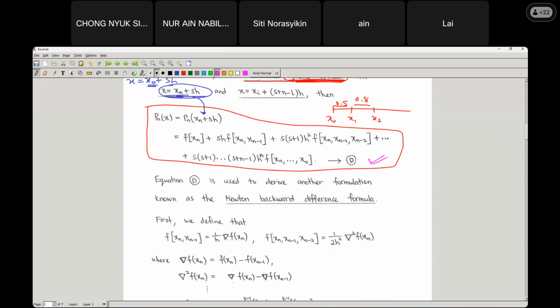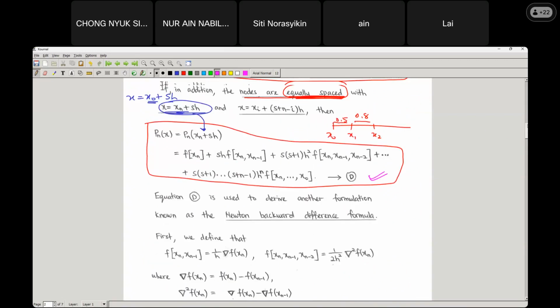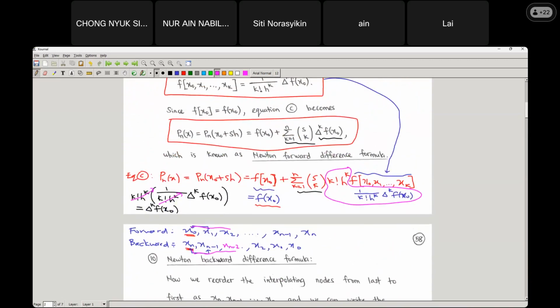Next, for the forward, we know that we can use the triangle symbol to write in a simplified form. For the backward, we also use the triangle, but it's an upside down triangle.